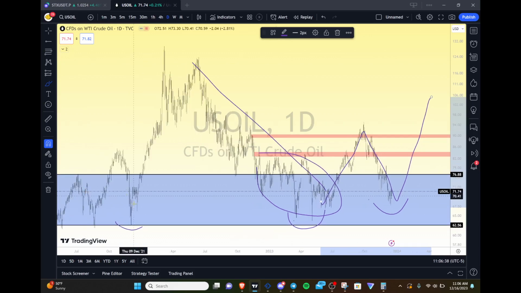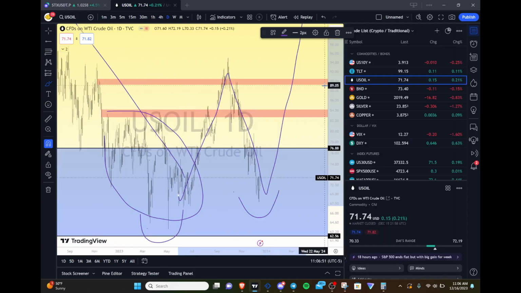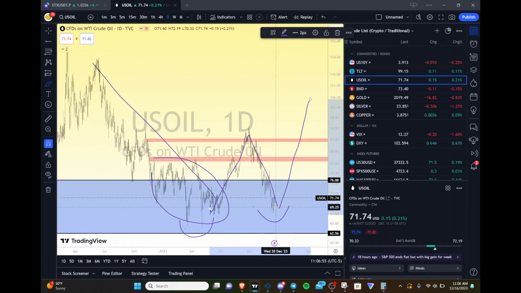Now if we lose 62, we lose this low here, then you will hear me change my tune, and I will gladly do it, because I'm not married to oil going up. I really don't have that much skin in the game outside of my everyday life, so I would prefer for it to go down. But yeah, I'm bullish on oil, and I still am. I have been, and I still am.